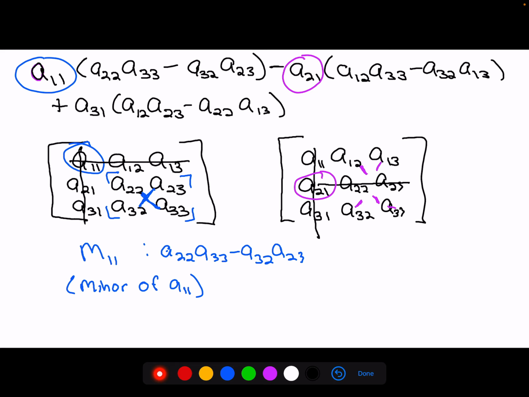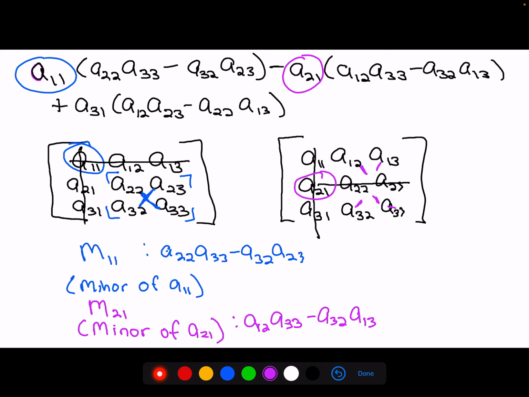Okay, so the minor 2-1, M21, or the minor of A21 is that A12, A33 minus A32, A13, and so on. You can go through and do that for each of the elements. You can go through and do it for A31 next if you want to.